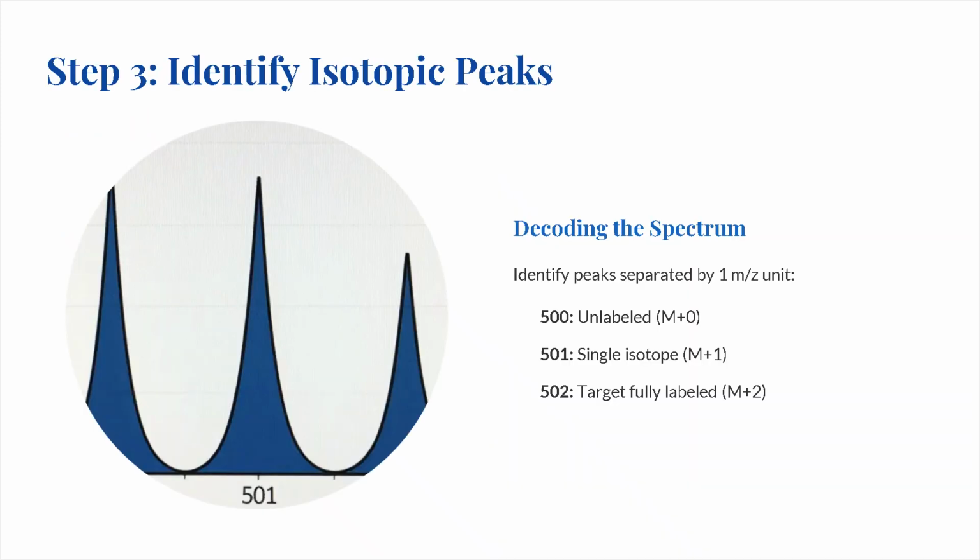Now comes one of the most important steps, identifying isotopic peaks. When you examine the mass spectrum, you'll see peaks separated by one mass unit. For example, a peak at mass 500 represents the unlabeled species. A peak at 501 represents partially labeled molecules. And the peak at 502 represents the fully labeled target compound. These peaks reveal the true isotopic composition of your sample.